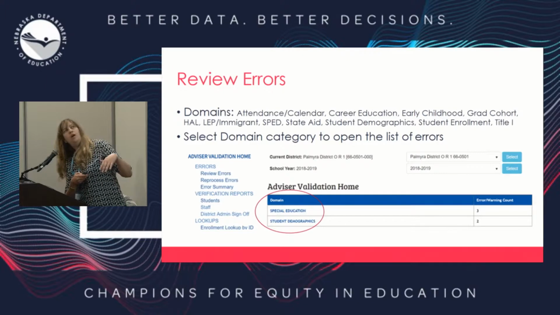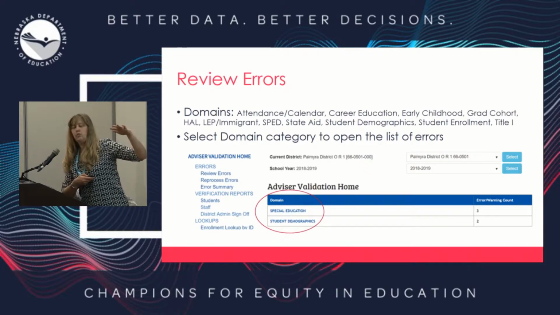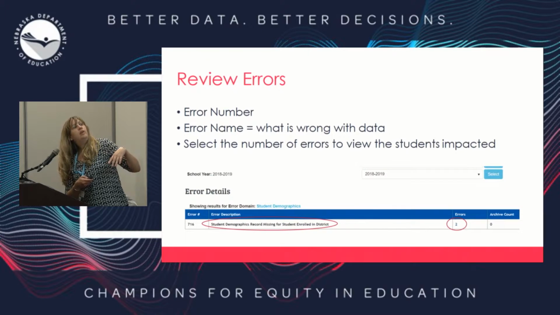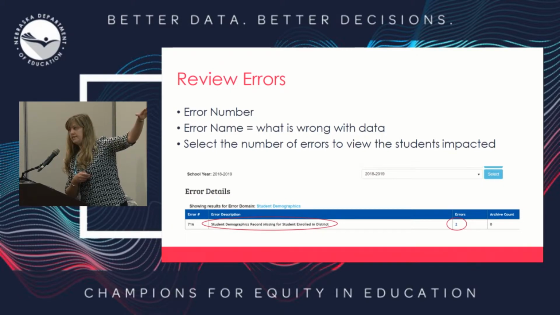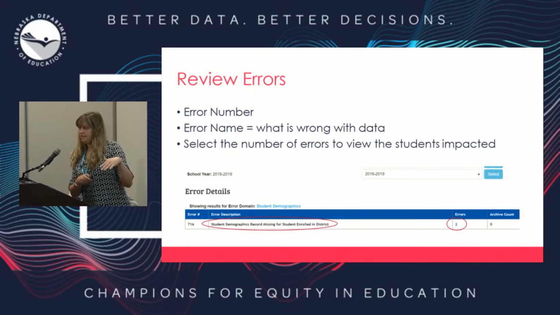So when you log in to advisor validation, the top section is going to have your errors and they're going to be listed by domain, so the specific category that the error impacts. Once you click on that domain, you may have multiple errors here, it'll list them by number, but it'll also list the actual error itself. To the right is your number of errors and then also your number of warnings. If it's blue, click it, and you'll be able to view the students impacted.